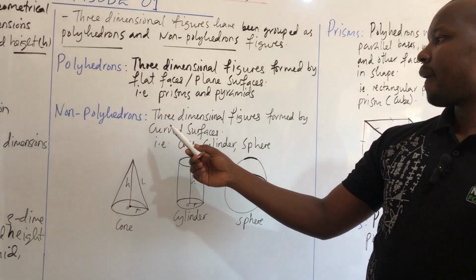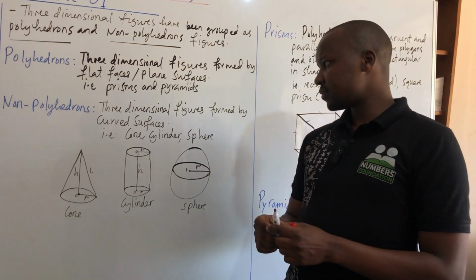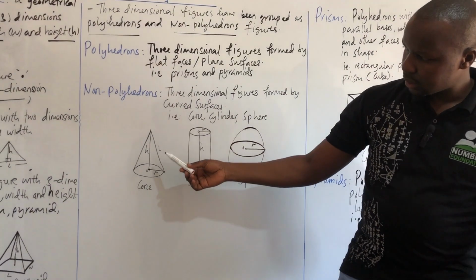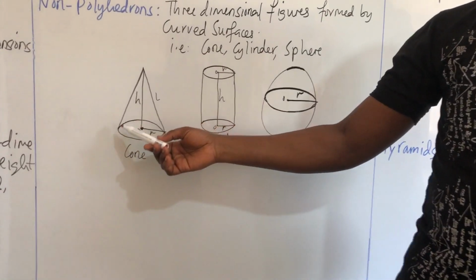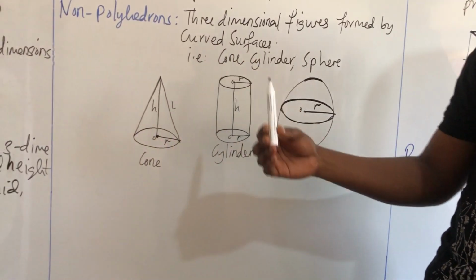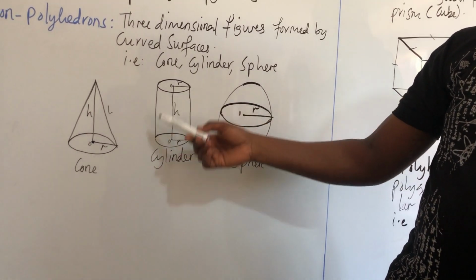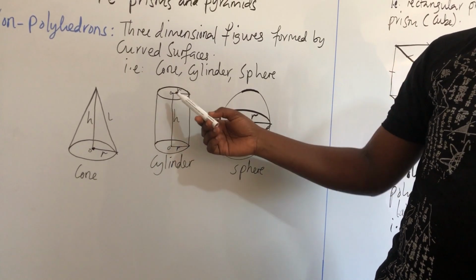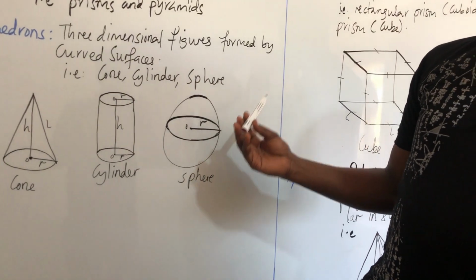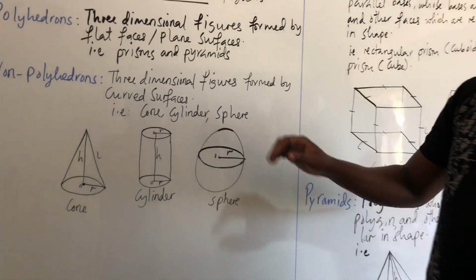Non-polyhedron figures are three-dimensional figures formed by curved surfaces. I mean the circular faces, including the cone, as you can see here. The base is circular in nature, and the other face is curved. And the cylinder, the same applies. You can see two bases which are parallel and congruent, and they are circular in shape, and we have the folded part between the two bases which is curved. And also we have the sphere, which is a perfectly round figure. So these are non-polyhedron figures. They are not formed by flat surfaces.